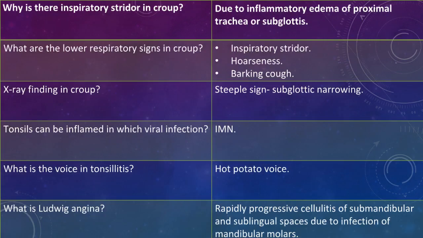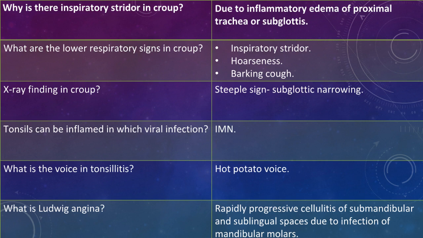Why is there inspiratory stridor in croup? Due to inflammatory edema of proximal trachea or subglottis. What are the lower respiratory signs in croup? Inspiratory stridor, hoarseness, barking cough. X-ray finding in croup? Steeple sign, subglottic narrowing.